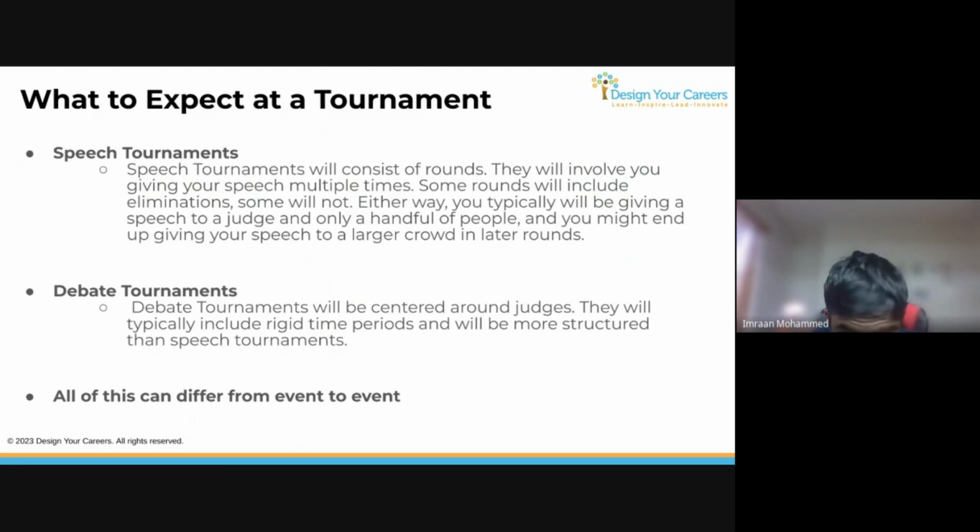So it's very time centered and time structured. So it's very structured and there's not too much leeway. But once again, all of this can differ from event to event. It just depends what event you go into. You can learn more information about that.